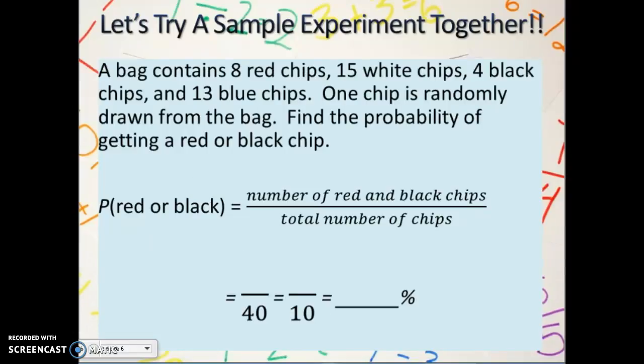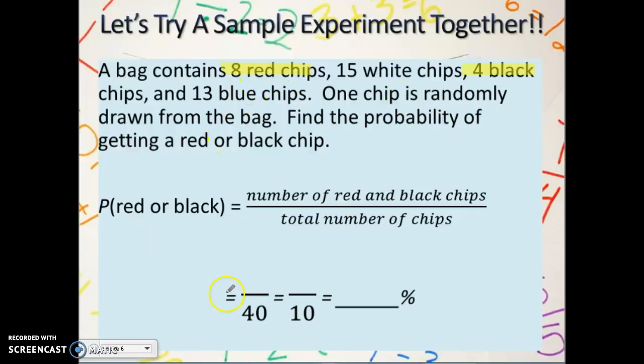Let's try one together. A bag contains 8 red chips, 15 white chips, 4 black chips, and 13 blue chips. One chip is randomly drawn from the bag. What is the probability of getting a red or black chip? So I'm going to put P for probability and then red or black because I can have either. My numerator is going to be my total number of red chips and black chips over my total number of chips. If we add all of our chips together, we see that we have a total of 40 possible chips. So, take a moment and figure out what will our numerator be.